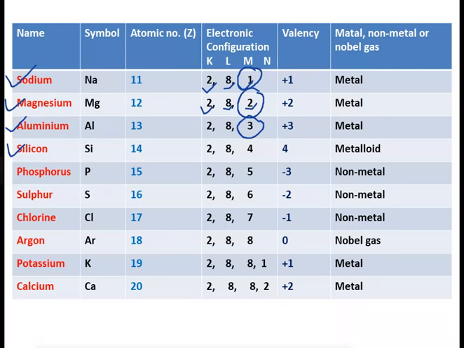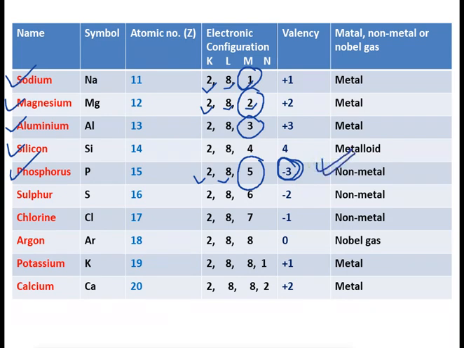Next we have phosphorus, atomic number 15, symbol is P. So 15 electrons we have to distribute in different shells, 2 in the K shell, 8 in the L shell, and the remaining 5 will go in the M shell. But these 5 electrons cannot be donated because it needs a large amount of energy to donate 5 electrons. So how many electrons does it need to become stable? 3 electrons, right? 5 plus 3, that is 8, means 3 electrons it will accept. So it will have a valency of -3, and phosphorus is a non-metal.